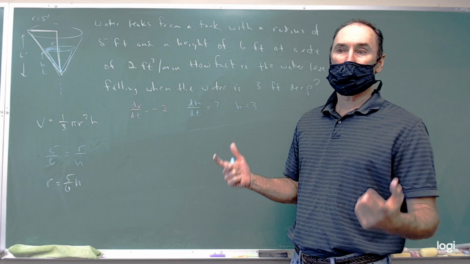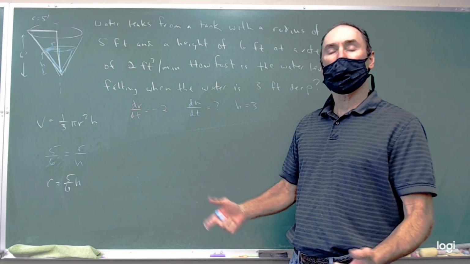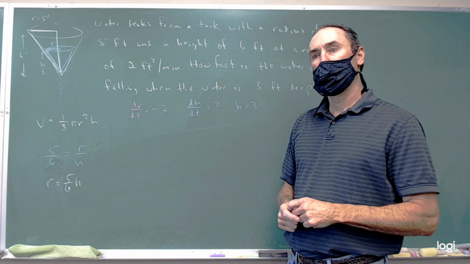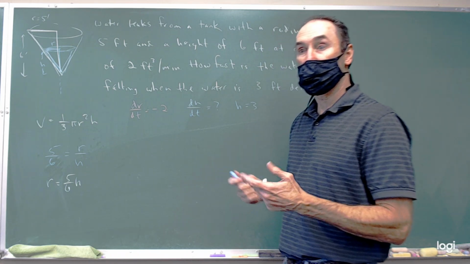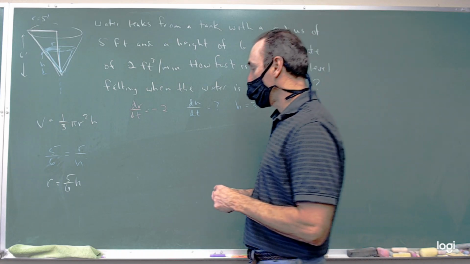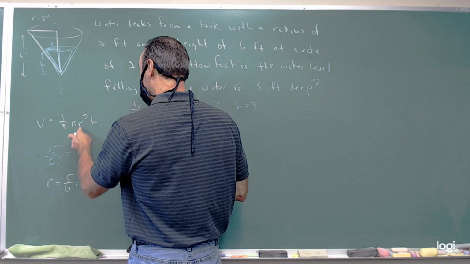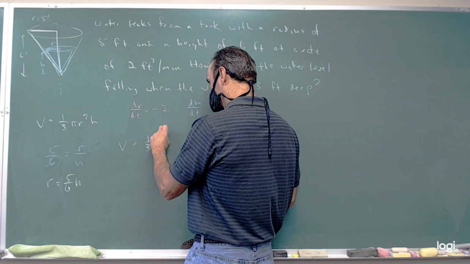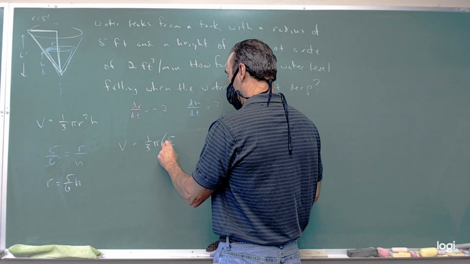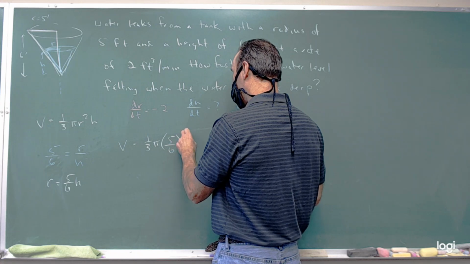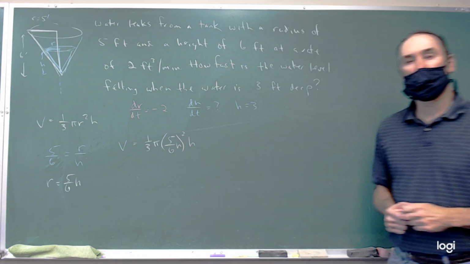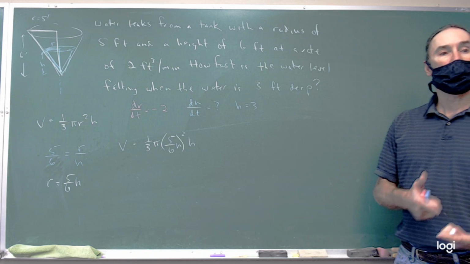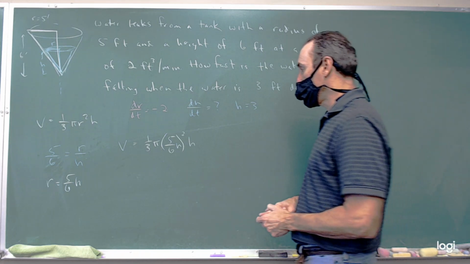And this kind of thing happens not all the time, but a lot of times in related rates problems, sometimes in optimization problems too. Now we can plug this into our volume formula, and we will be able to then change it into where the volume depends only on one variable, the h.